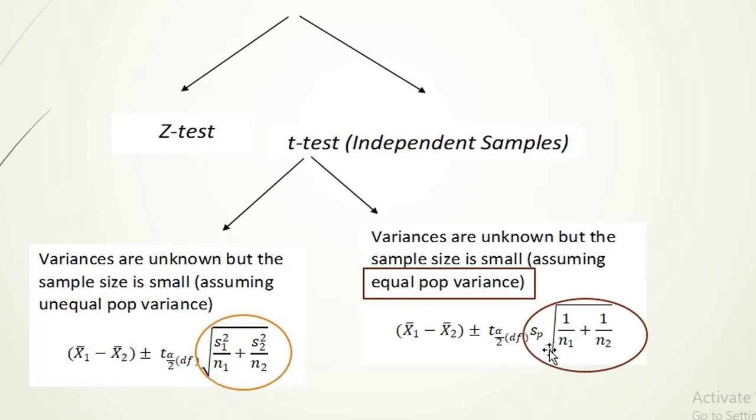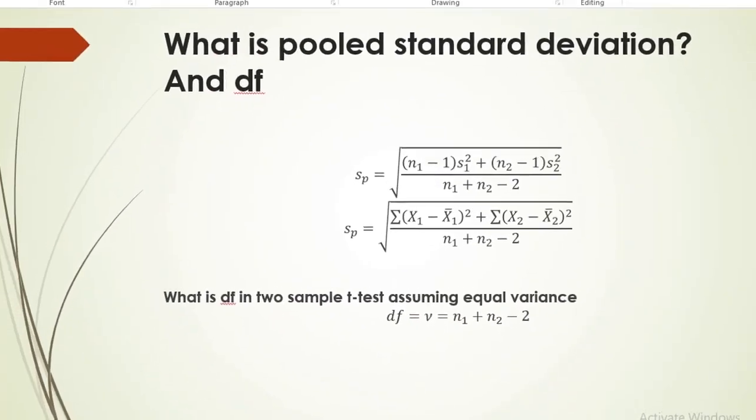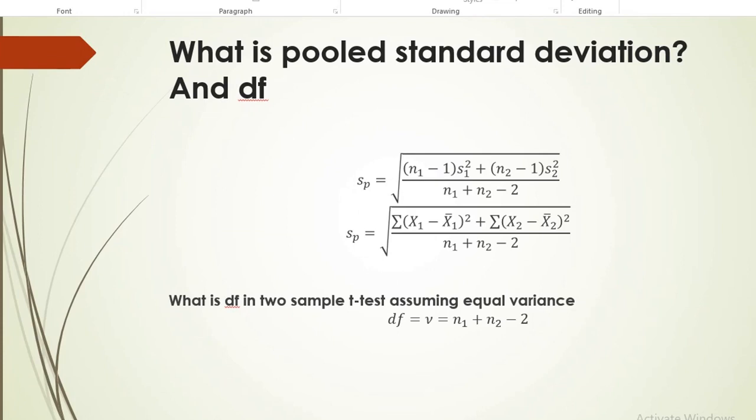You are seeing some p in the subscript of S. That subscript p means pooled standard deviation. It means we are pooling, merging, adding the information from two populations. So not only the standard error, but also the degrees of freedom and T value differ. We have already discovered what degrees of freedom are: basically the restriction placed in terms of parameters. So what is the pooled standard deviation and degrees of freedom in the second case?